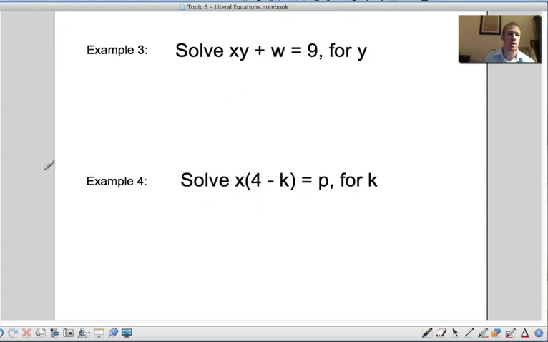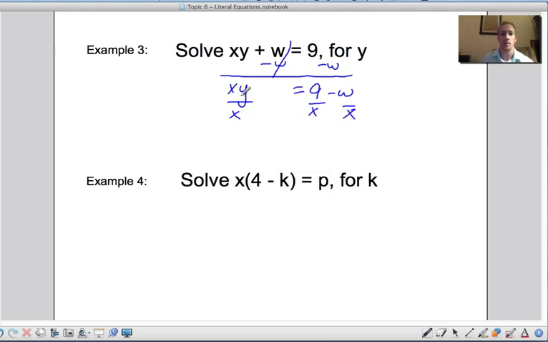Alright, just a couple more examples here. Solve this for y. Well, I'm going to subtract the w first. 9 and w are not like terms, so that's why I wrote it off to the side instead of underneath. It helps me avoid that error. So I have 9 minus w. You can't combine those. I'm solving for y, so I want that alone, so I have to divide by x. Divide by x, divide by x. And that gives me y equals 9 over x minus w over x. And that is your final answer.